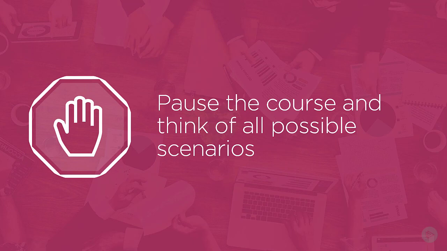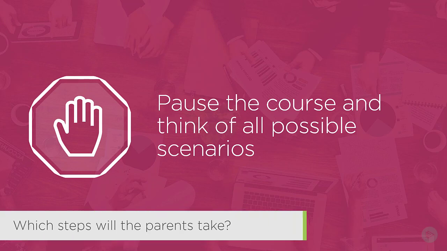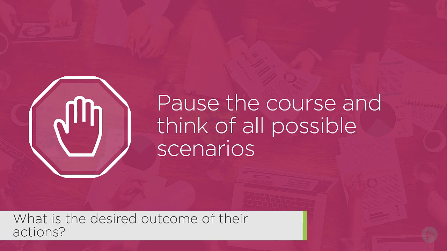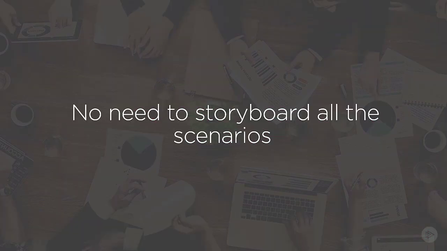For this exercise, pause the course and try to think of the scenarios. Try to answer questions like, which steps will the parents take? And what is the desired outcome of their actions? An important note for you is that you don't need to storyboard all the scenarios that you identified in the first step. Select the most common and most complex ones. Make sure they form a story though, and make it a good story.